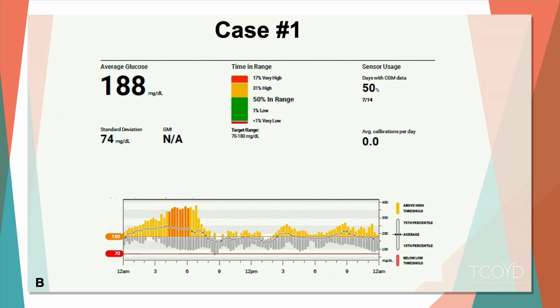Average blood sugar 188, slightly above maybe the general goal. Standard deviation 74. Also, we can improve. We're shooting for about 50 or less on that one. Time in range in the green, 50%, right? So there's some room to improve. Time below range is less than 1% or 1% time below range. That's great. So there's not a lot of hypoglycemia. So I'm very happy with that.